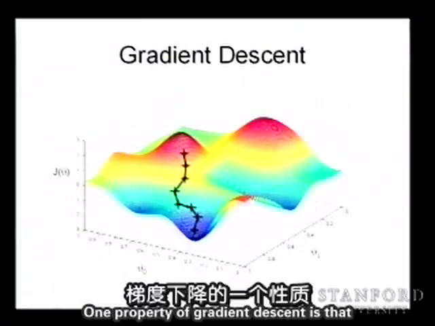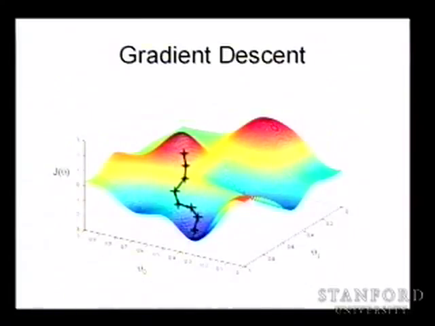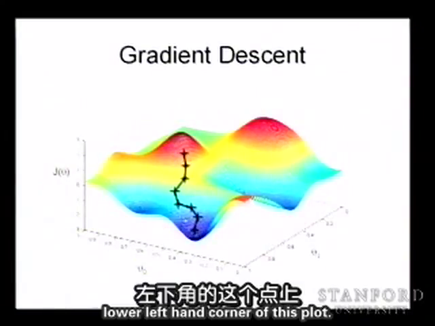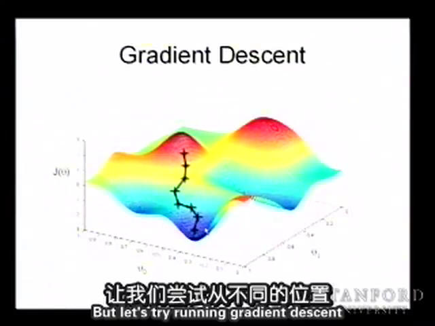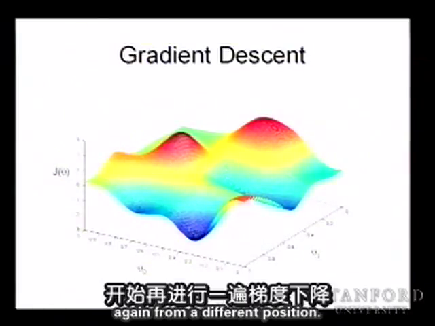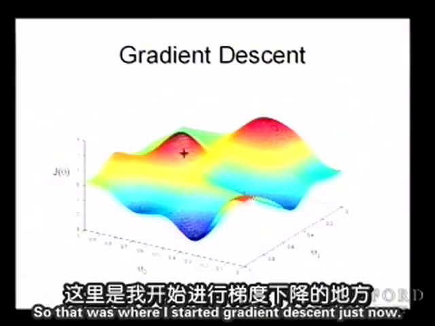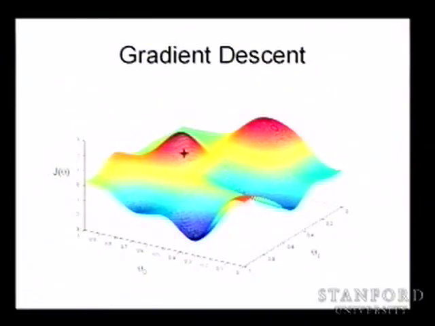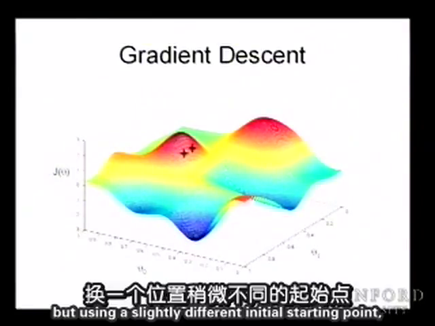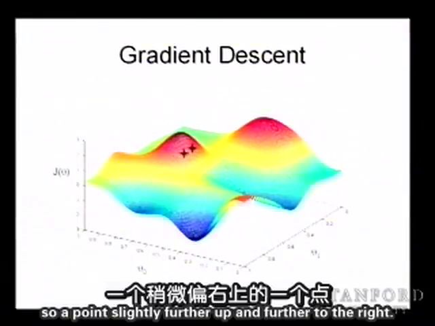One property of gradient descent is that where you end up, in this case, we ended up at this point on the lower left-hand corner of this plot. That was where I started gradient descent just now. But let's try running gradient descent again from a different position. Let's rerun gradient descent, but using a slightly different initial starting point, a point slightly further up and further to the right.